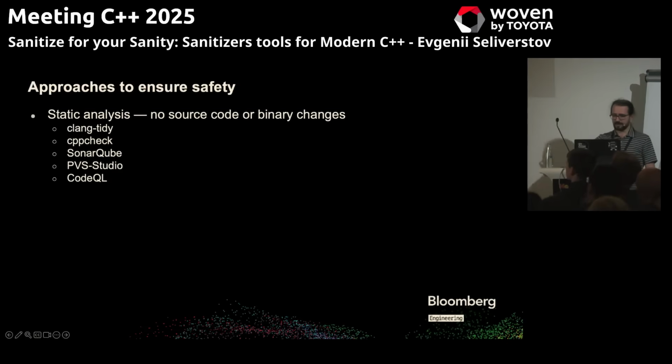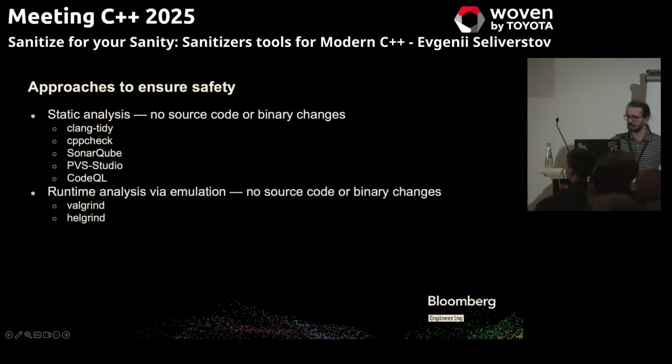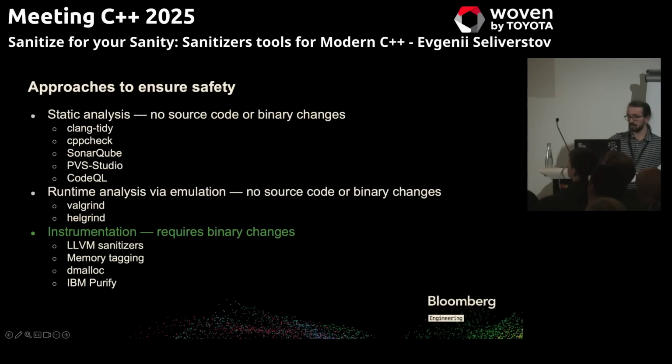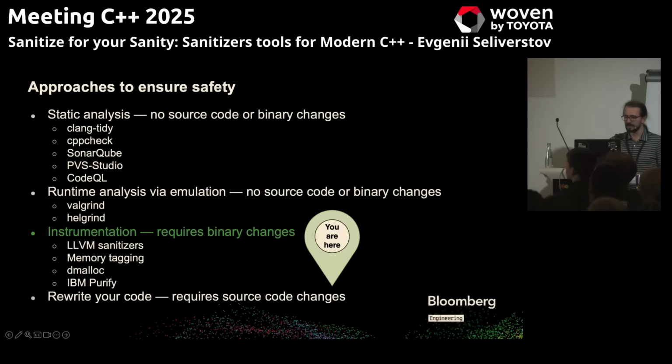For static analysis, there are plenty of tools: Clang-Tidy, CodeQL, and a lot of commercial tools. They can probably tell you about problems, but the heuristics are quite limited. Then we can go with simulation. For this, the most popular tools are probably Valgrind and Helgrind. Instrumentation is the topic of our talk. It's about LLVM. There are also commercial tools from IBM and others. And as usual, we can write code without errors. So we are here.